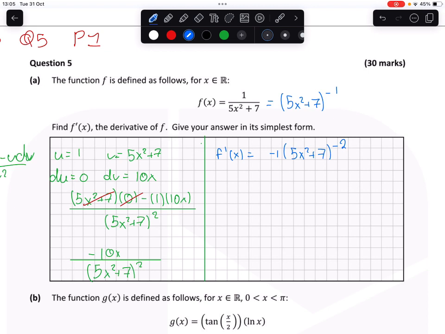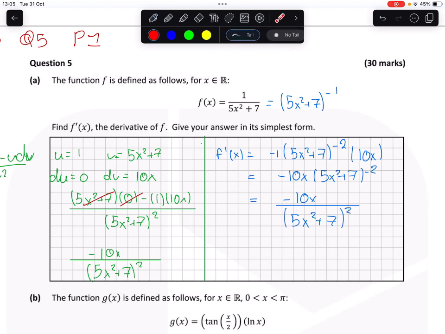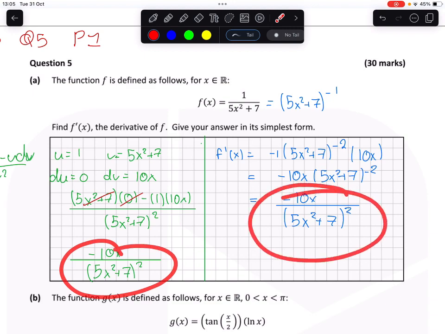Now with the chain rule, we also need to multiply by the derivative of the inner function. So this all gets multiplied by the derivative of 5x squared plus 7, which is 10x. Multiplying all that out, we have minus 10x multiplied by 5x squared plus 7 to the negative 2. Tidying that up, we have negative 10x all over 5x squared plus 7, squared. So you can see these two are exactly the same, just using two different methods.